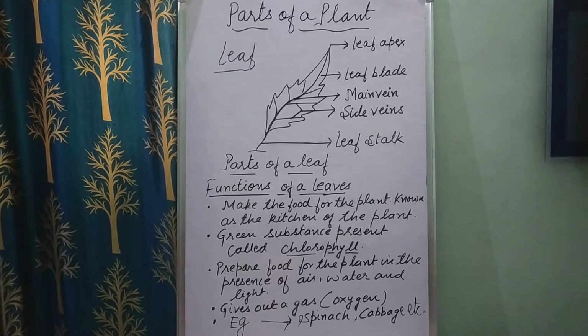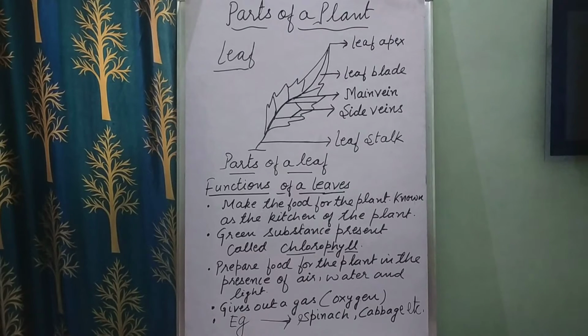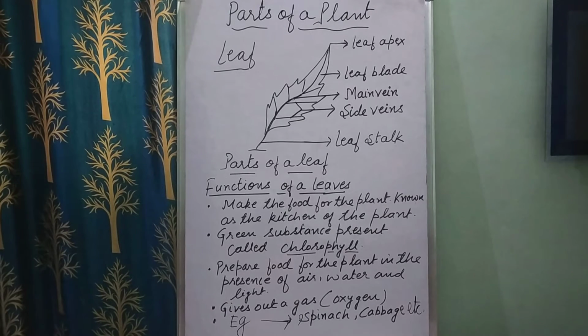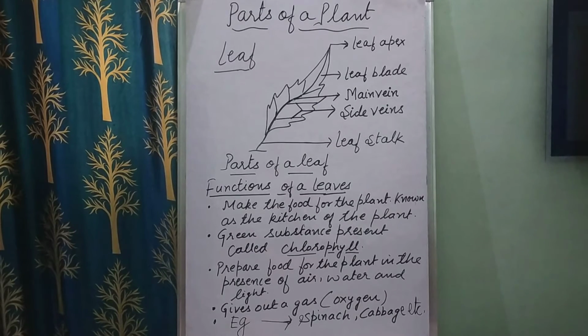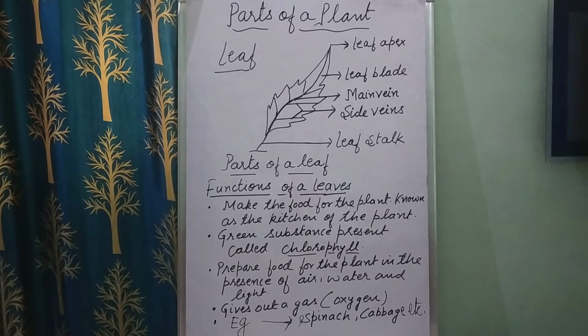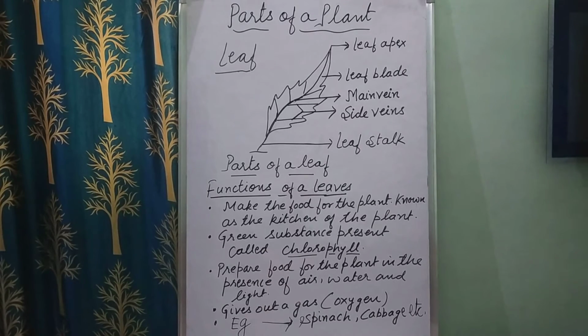Now children, see there are other smaller tubes that run from the main vein and they are called the side veins. They are parallel to each other. These side veins carry water to all parts of a leaf. See children, when you observe the upper and the lower side of the leaf blade, you know they are slightly different in color. The upper side is smooth and dark and the lower side is rough and light in color.